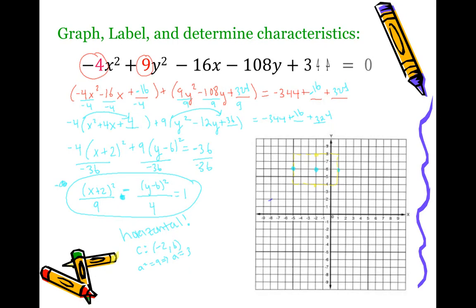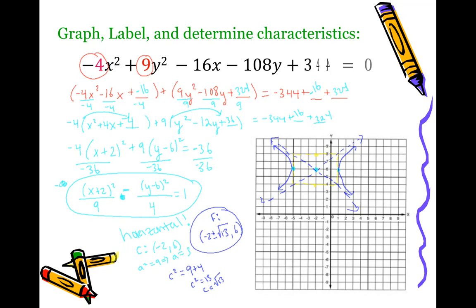So I need my asymptotes. An asymptote. And then I know that this is going to look like this. And then I need to find my focus points and the equation of my asymptotes. So the focus, c squared equals a squared plus b squared, so 9 and 4. So c squared equals 13. So c is the square root of 13. Right? So I'm going to have to go right and left from the center. So negative 2 plus and minus root 13, 6 would be your focus points.